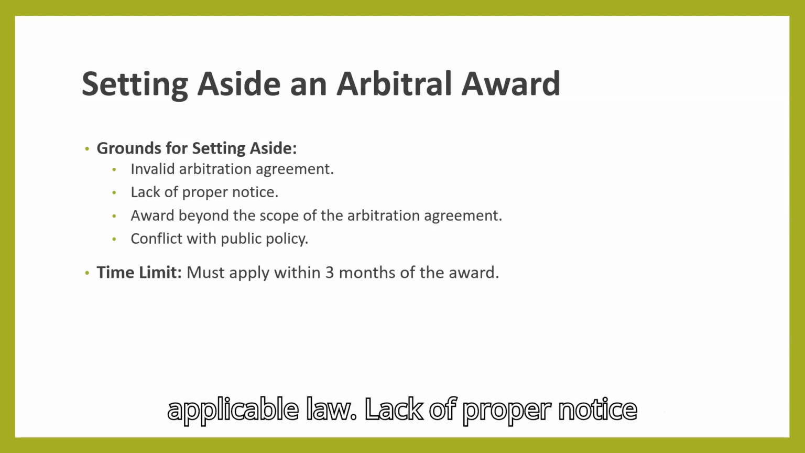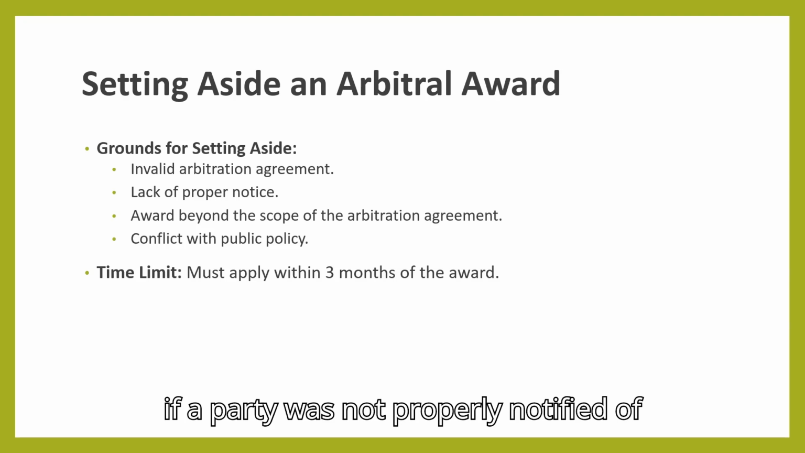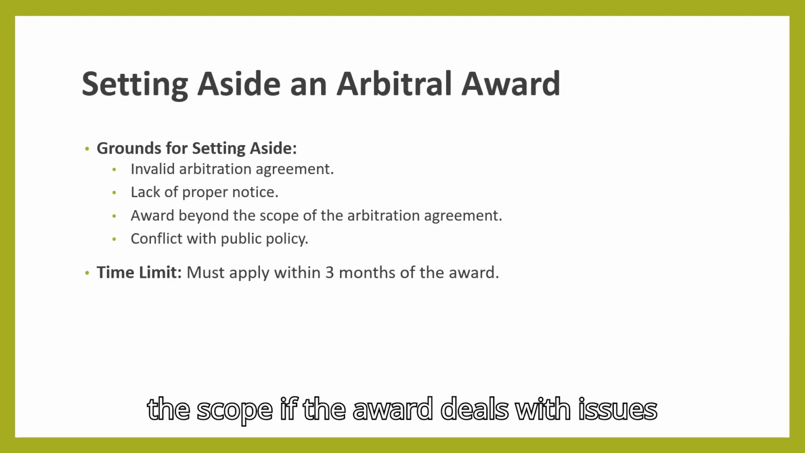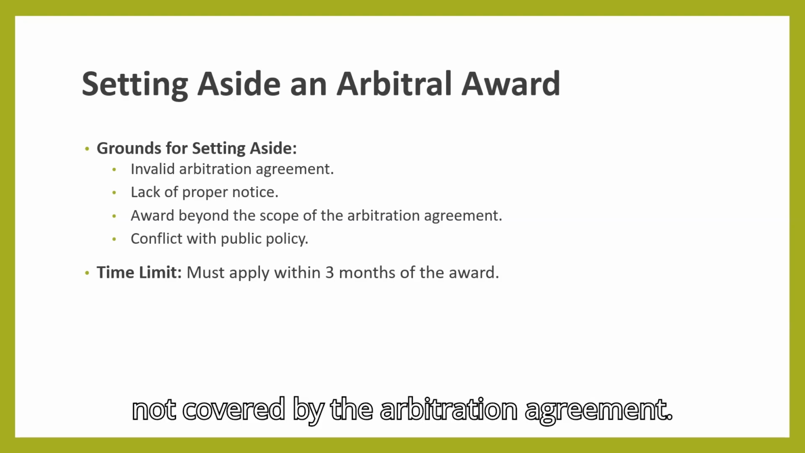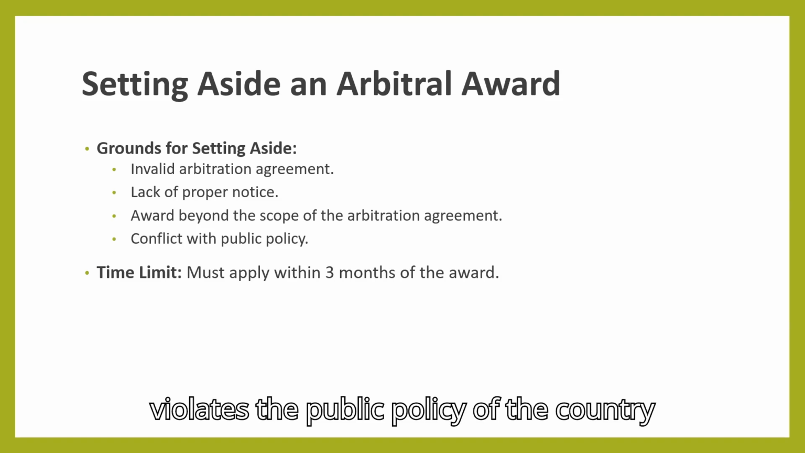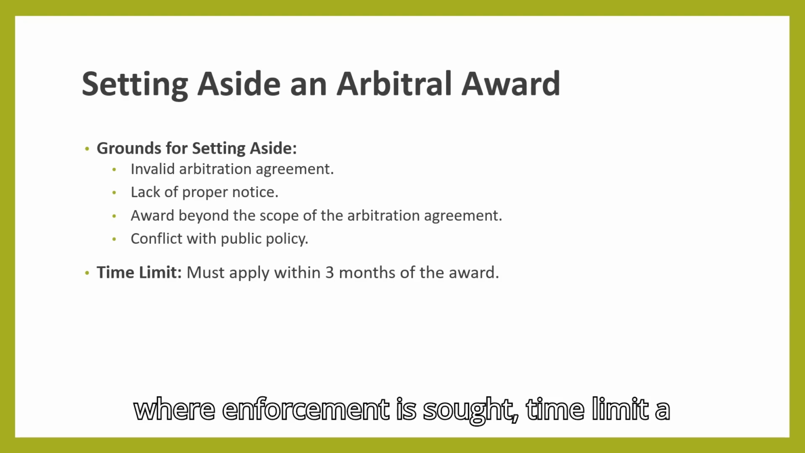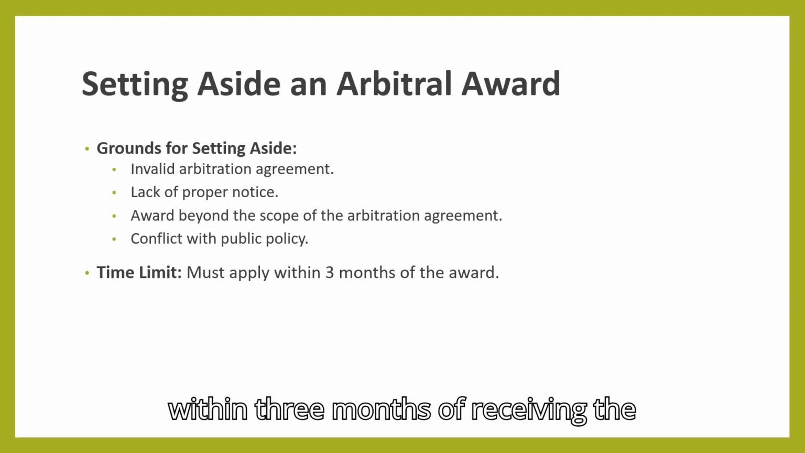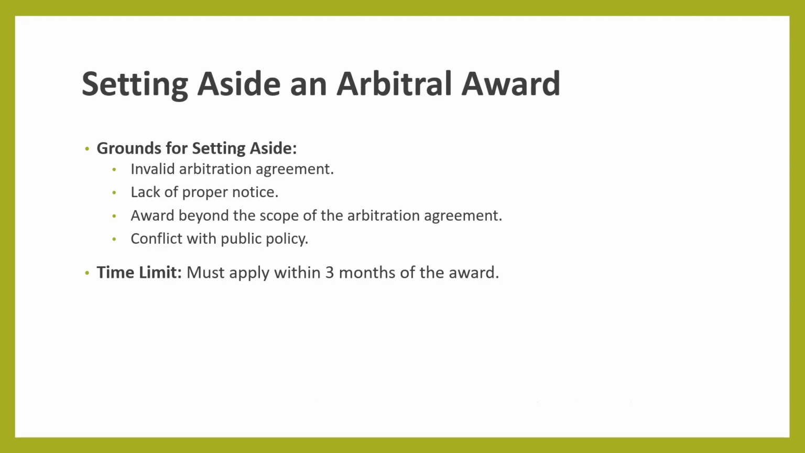Lack of proper notice. If a party was not properly notified of the arbitration proceedings. Award beyond the scope. If the award deals with issues not covered by the arbitration agreement. Conflict with public policy. If the award violates the public policy of the country where enforcement is sought. Time limit. A party must apply to set aside an award within 3 months of receiving the award.